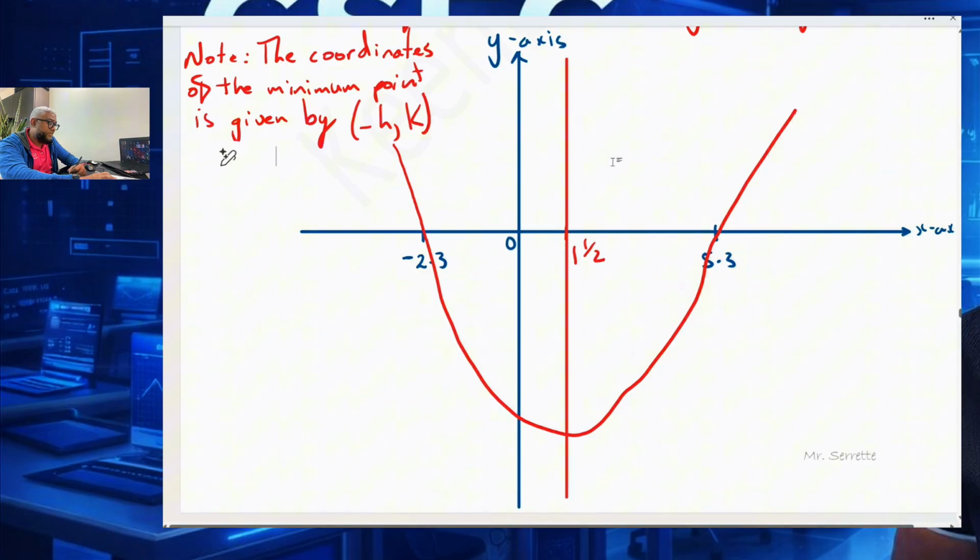I'm going to label this now. X is equal to 1.5. I'll label this also: y is equal to x squared minus 3x minus 12.